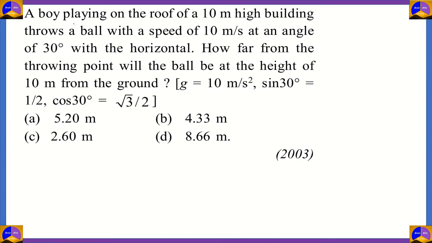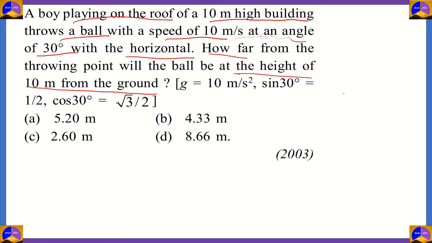A boy is playing on the roof of a 10-meter high building. He throws a ball with a speed of 10 meters per second, at an angle of 30 degrees with the horizontal. You need to find out how far from the throwing point the ball will be at the height of 10 meters from the ground. So how do we solve this question?